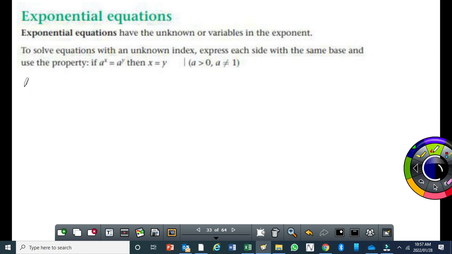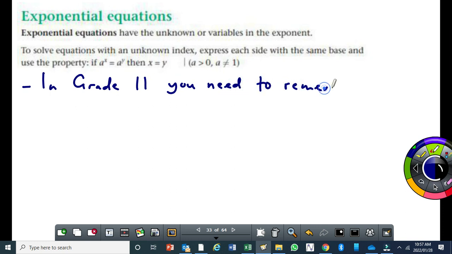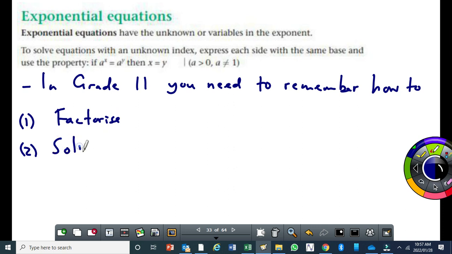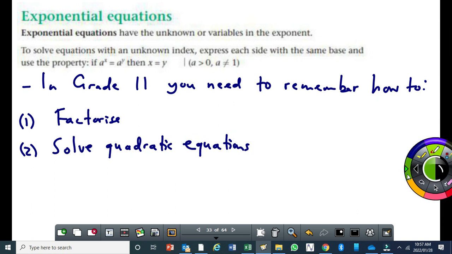Okay, let me write this point down. In grade 11, you need to remember how to, number one, factorize, to solve quadratic equations. So these two concepts are going to be used.